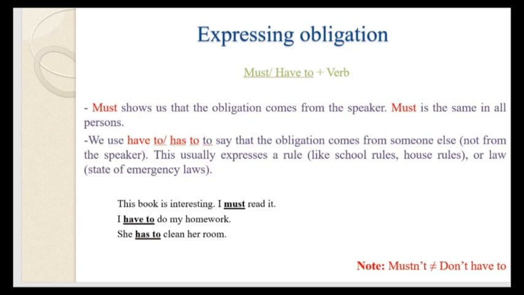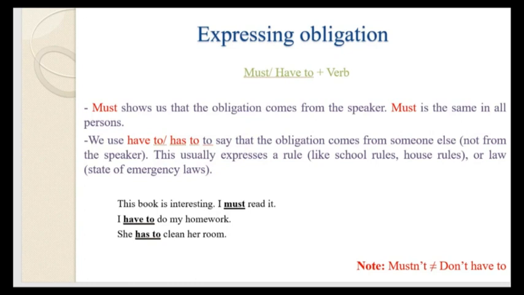Koristimo modalne glagole have to ili has to da kažemo da obaveza dolazi od strane nekoga drugog, dakle ne od samog subjekta. Ovo veoma često izražava pravilo, kao što su, na primjer, školska pravila ili kućna pravila, ili zakon, kao, na primjer, zakon u vezi vanredne situacije.